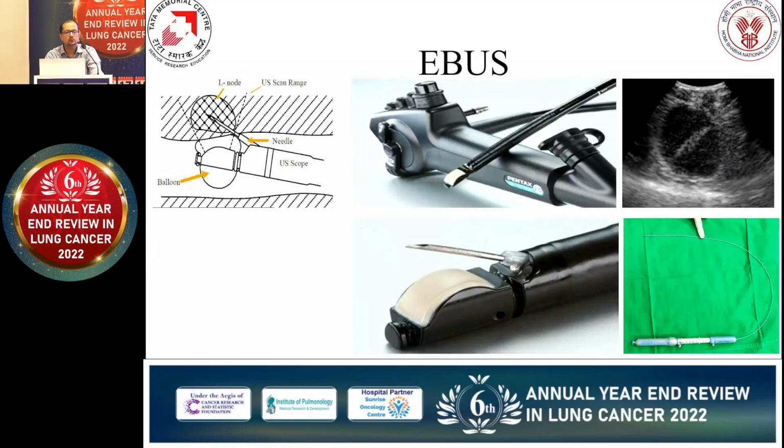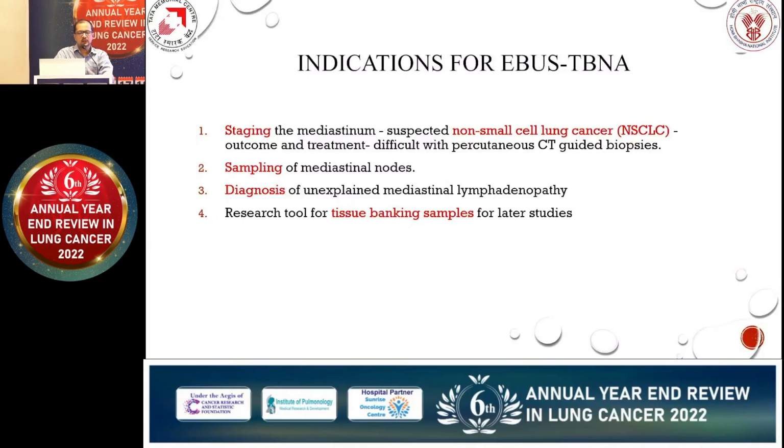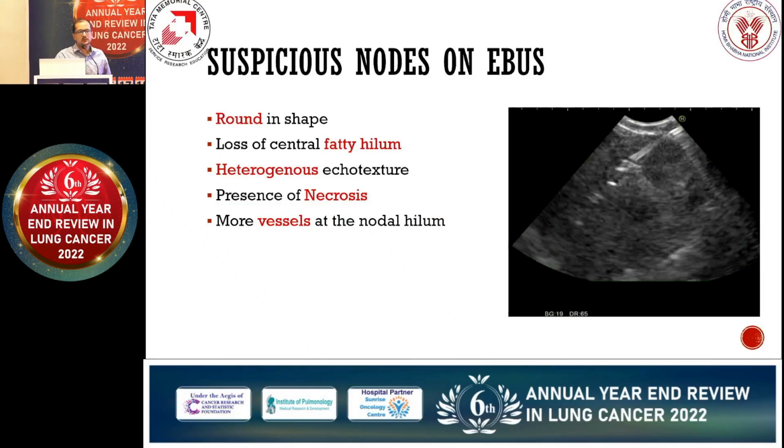And coming on to endobronchial ultrasound guided biopsies or FNAC for mediastinal nodes. So what are the indications? One is for staging non-small cell lung cancer, for sampling of mediastinal nodes, for diagnosis if there is unexplained mediastinal lymphadenopathy, and as a research tool for tissue banking. Suspicious lymph nodes on EBUS are round, well-defined nodes with loss of fatty hilum, heterogeneous echotexture, presence of necrosis, and more vessels in the nodal hilum.